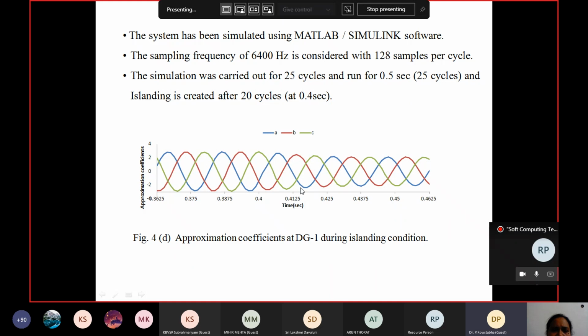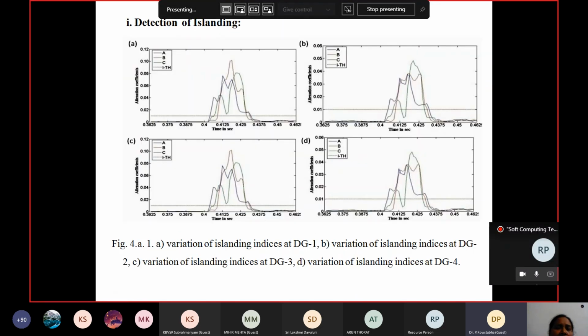Then these are the approximation coefficients. After running the simulation, we get the current signals. For those current signals we have applied the wavelet transform code in order to get the approximation coefficients. If we plot these approximation coefficients, we see that from 0.4 onwards there is a change in this waveform also. Now let us come to the alienation coefficients. Here these are the alienation coefficient plots, drawn between time and the alienation coefficient.